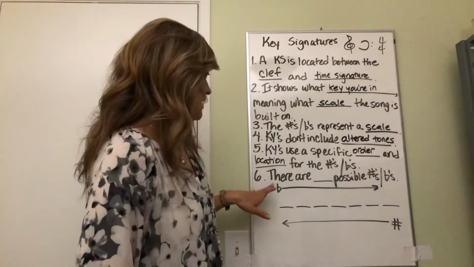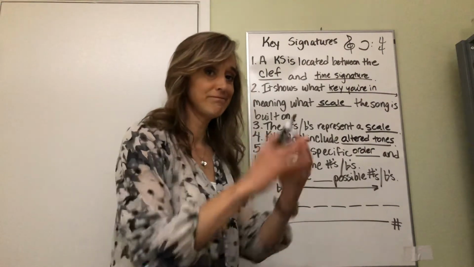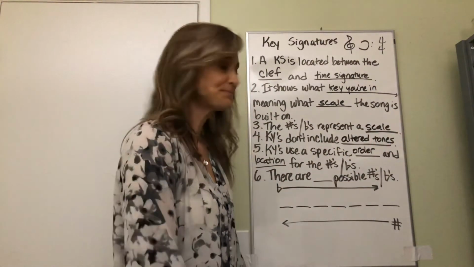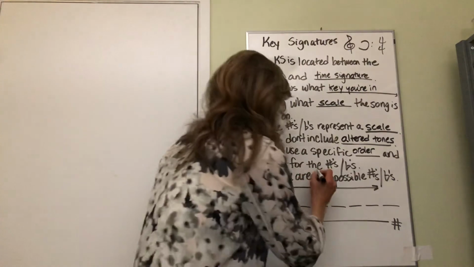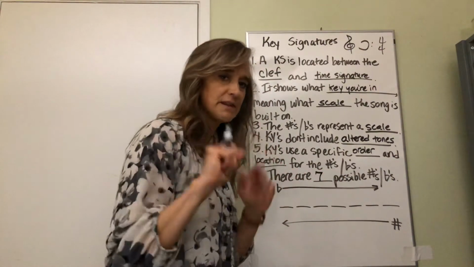Let's keep going. There are how many possible sharps and flats? How many can I put in a key signature? Well, 7, because I know the musical alphabet is A, B, C, D, E, F, G, and that's 7 letters.